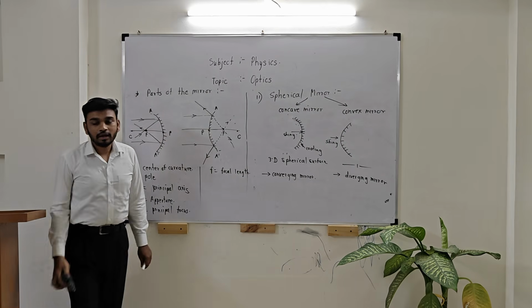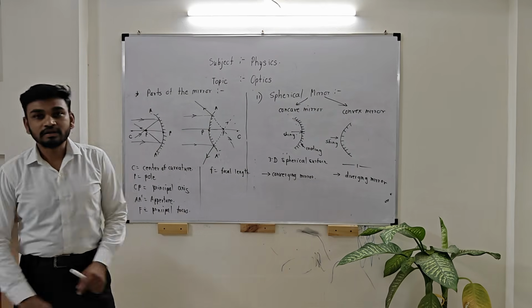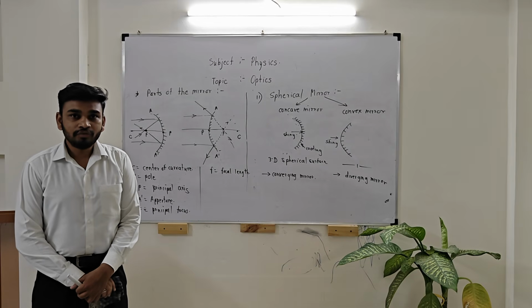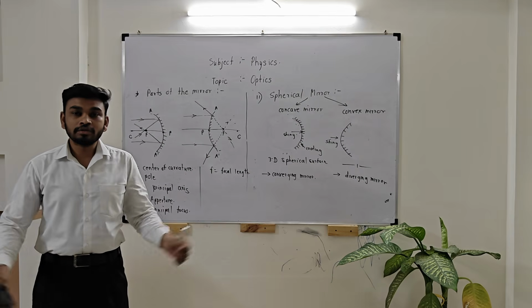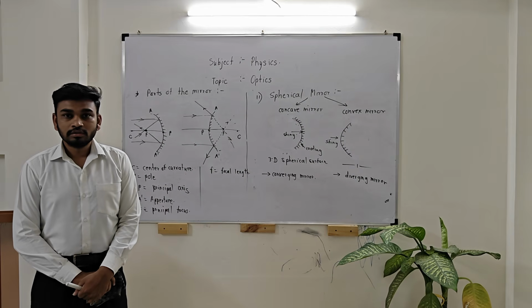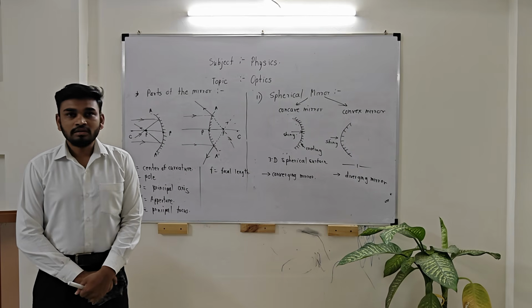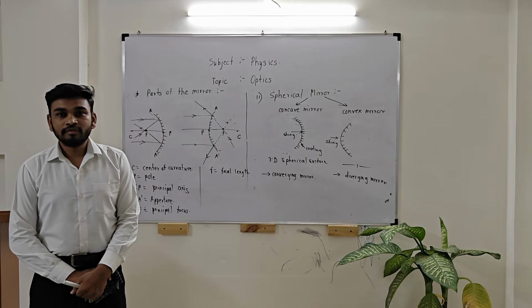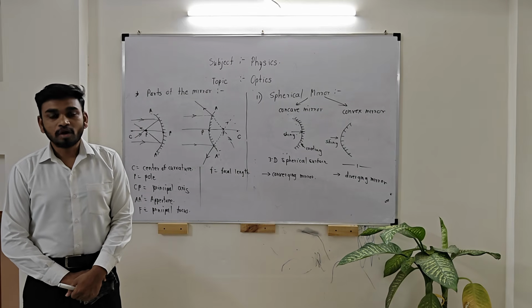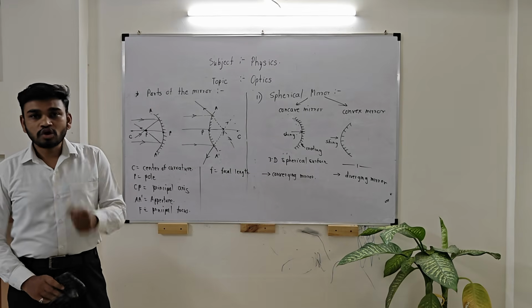So till now we have discussed the reflecting surface and its types, that is plane mirror and spherical mirror, and the spherical mirror is further divided into the concave mirror and convex mirror. These mirrors obey certain rules that we will discuss in the next topic, the rules of image formation.